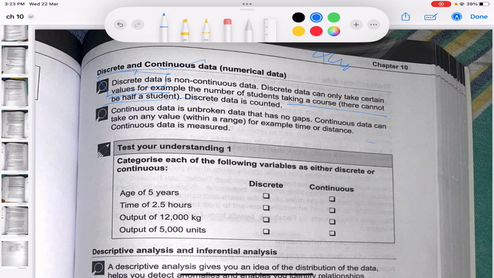Now if we're talking about time, from 1 o'clock to 2 o'clock, if you want half, you have 1:30. So there is no gap there. It is unbroken in nature. For example, time is continuous data. So that is the difference between discrete data and continuous data.